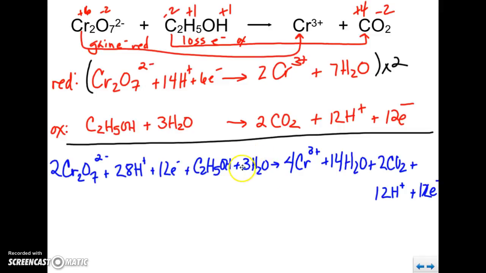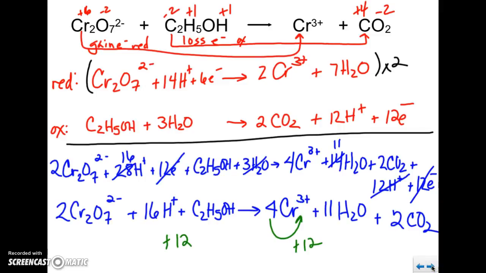Look at the waters. You have 3 waters on the reactant side. On the product side, you have 14 waters, so that will also cancel, or I'm sorry, reduce, where these will be gone, and this will result in 11 waters, which is what I've done right here. Finally, you rewrite the final equation. Notice with simplified terms, the electrons are gone. And finally, you check charge and elements that they have balanced.